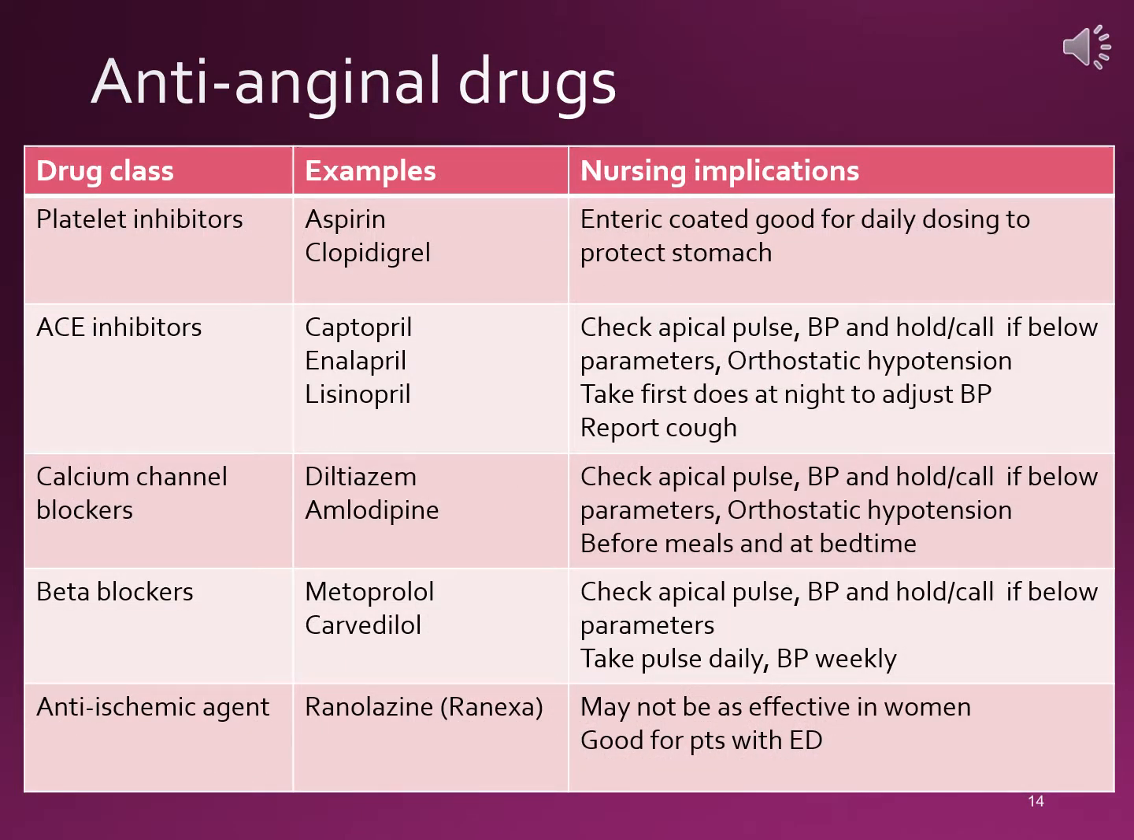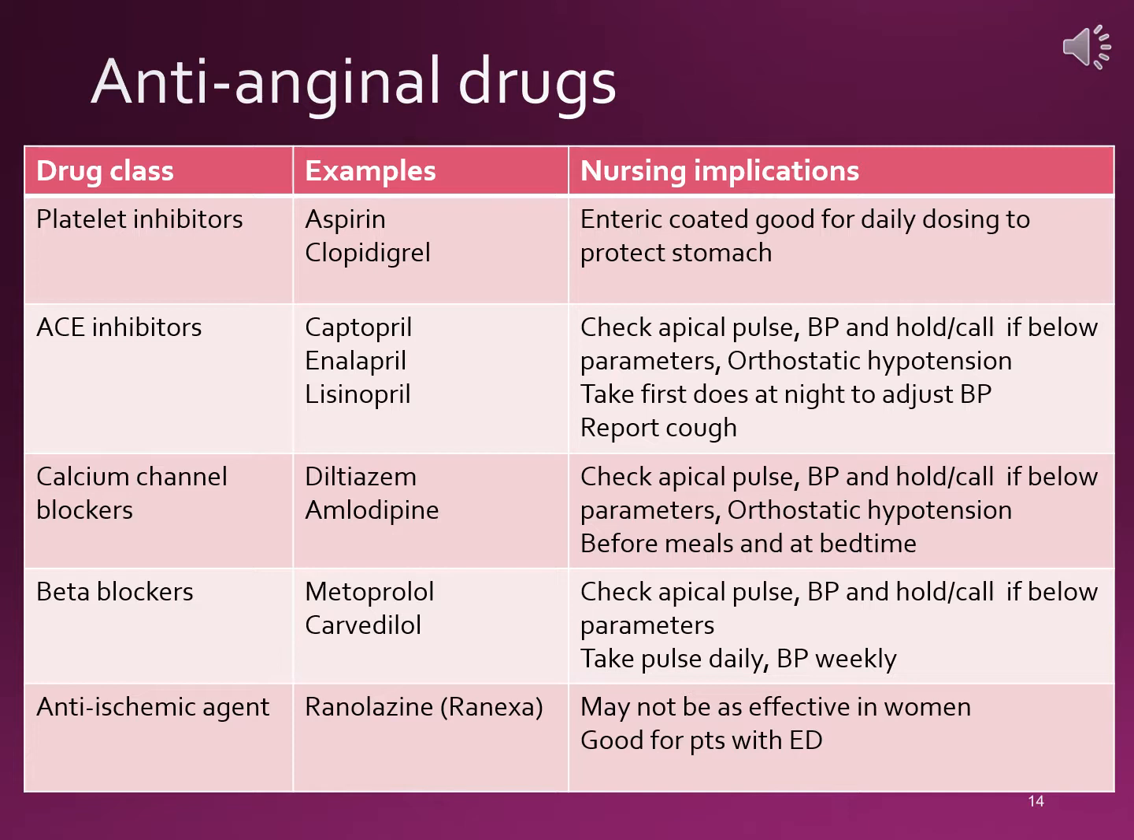Other drugs that people take include platelet inhibitors, aspirin or clopidogrel. You can use enteric-coated aspirin for daily dosing to protect your stomach. Sometimes ACE inhibitors will be used. Of course, you always want to check the apical pulse and blood pressure. There are orthostatic issues that happen.